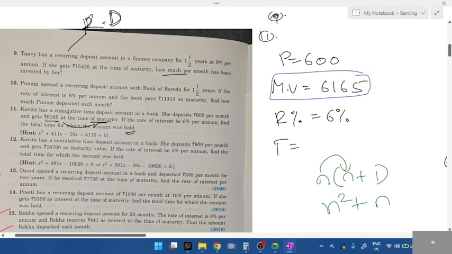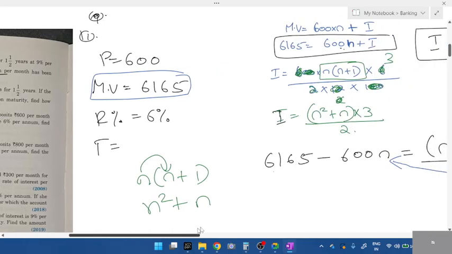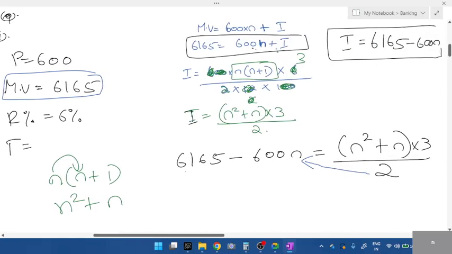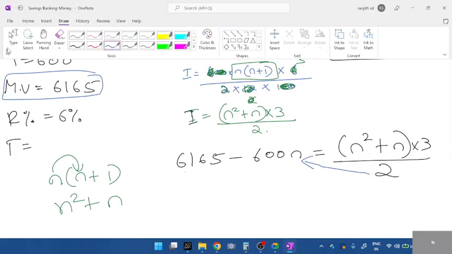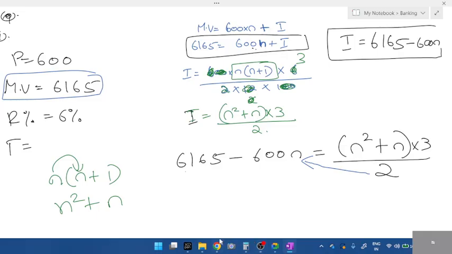First read the question. Look here. Kavita has a cumulative time deposit account or RD account. She deposits... You don't have to write the question. The data are enough. Principal is 600. Maturity value 6165. Rate is 6%. And what's the total time for which the account was held? T. Maturity was given, right? Maturity formula. Completed till here. I'll teach you how to do the remaining part.